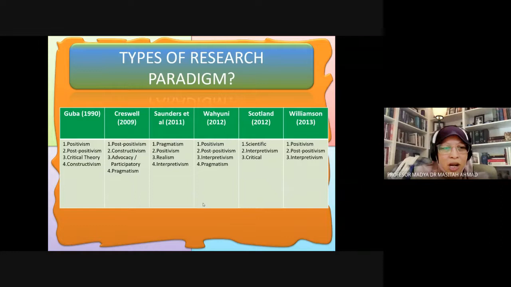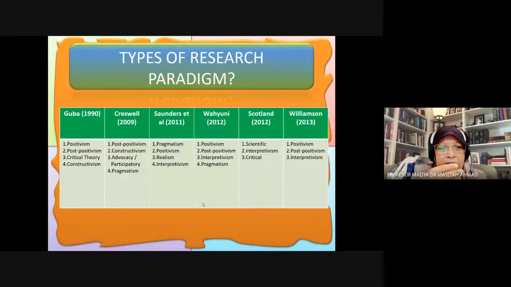So we have here Guba 1990. At first, he started with positivism, post-positivism, critical theory, and constructivism. But then Creswell, I think most of the researchers in our field like to use Creswell. And after that, we have Saunders, 2011, whereby he becomes more specific when it comes to the research paradigm, especially for this philosophy. Even the one that I was explaining to you just now is based on Saunders also. We have pragmatism, positivism, realism, and interpretivism.